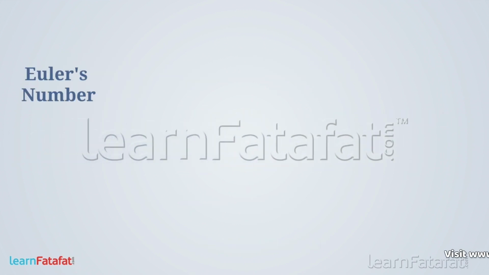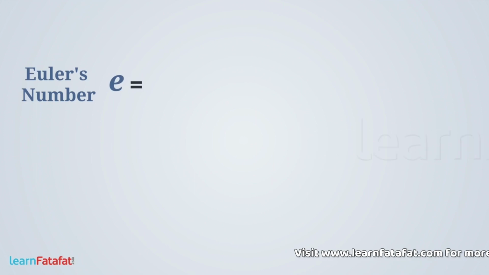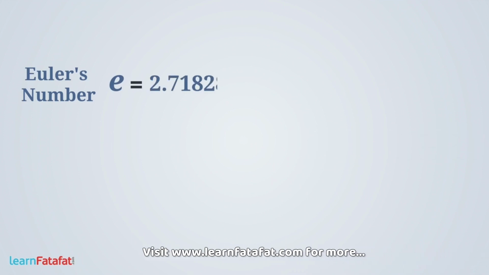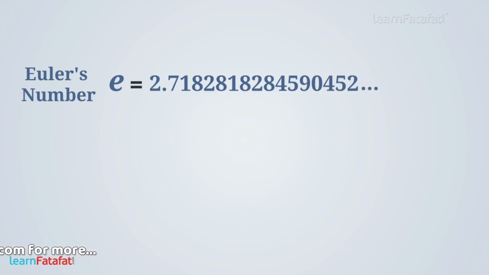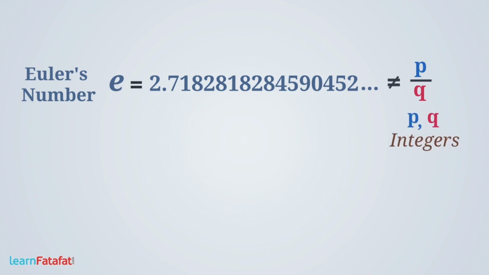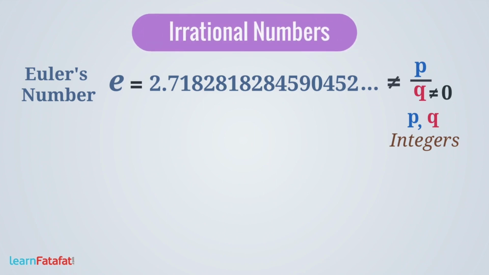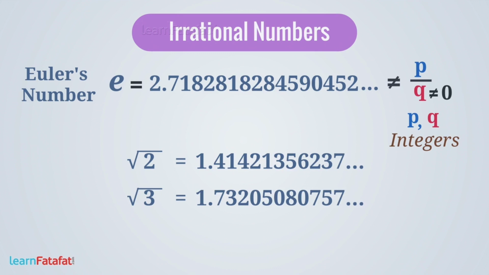Consider Euler's number. It has value e equals 2.7182818284590452 and so on. We cannot express it in p by q form where p and q are integers and q is not equal to 0. So this is also an irrational number. Like these numbers, root 2 and root 3 are also called irrational numbers. Other examples of irrational numbers are root 5, root 7, root 8 and so on.